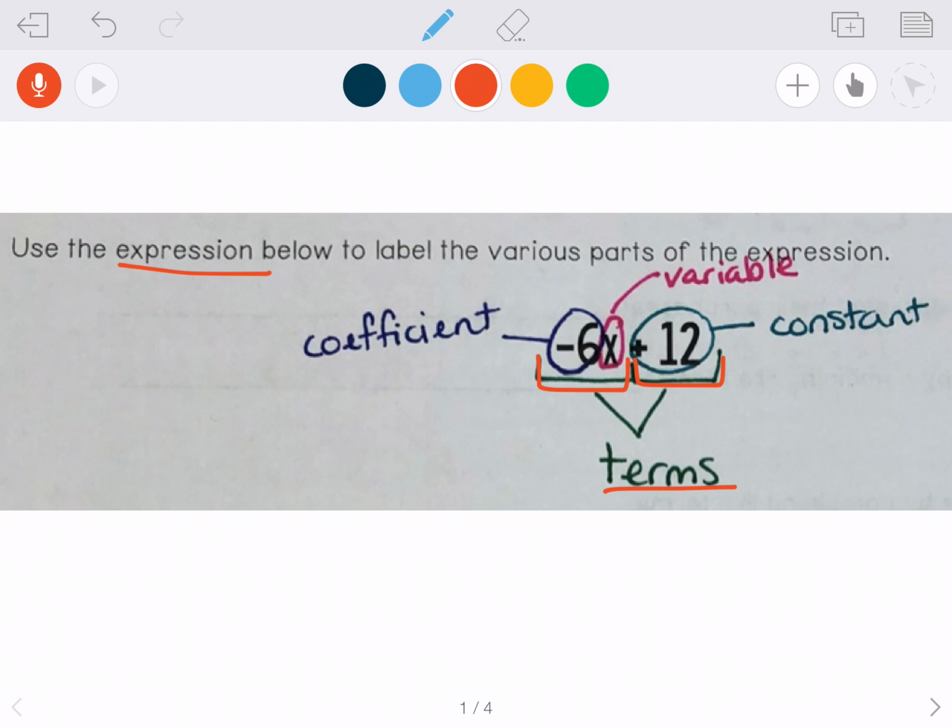And then we have this term over here, plus 12 or just 12. That is just a number by itself, which means it is a constant. The letter that represents a number is called a variable. And then any number that is connected directly with a variable is called a coefficient. And these are vocabulary words that you're going to need to make sure you know and know what they are so that you can do your IXL today.